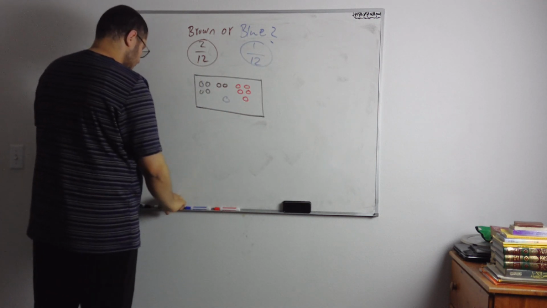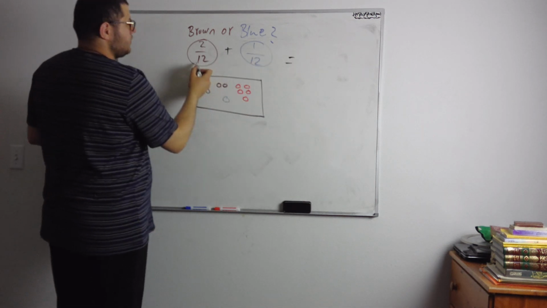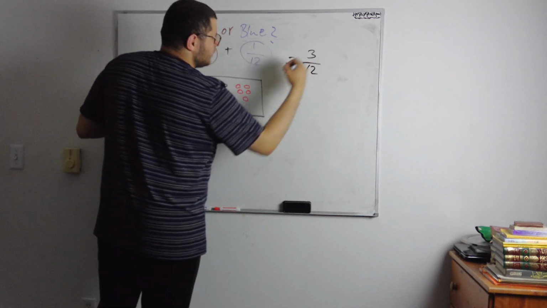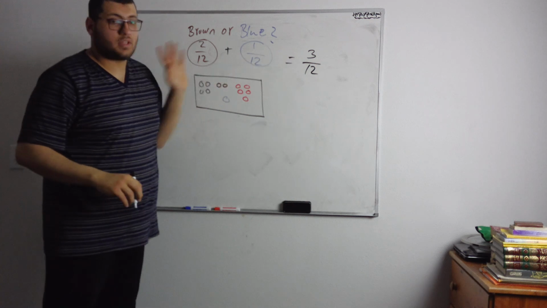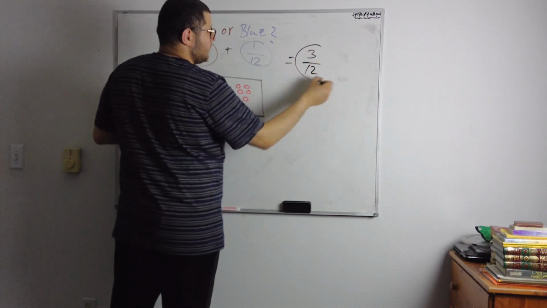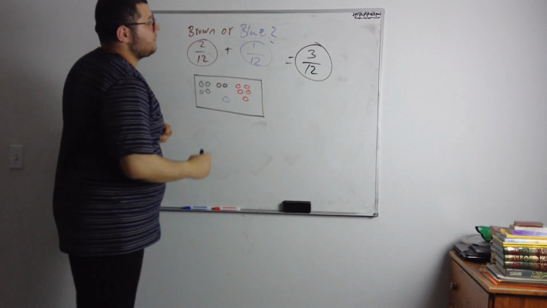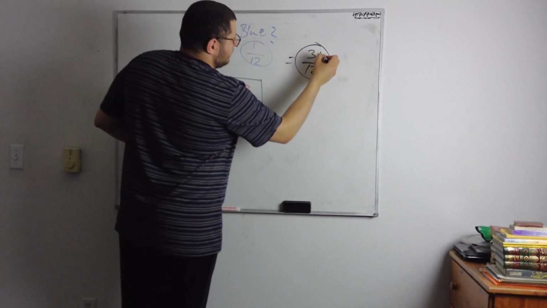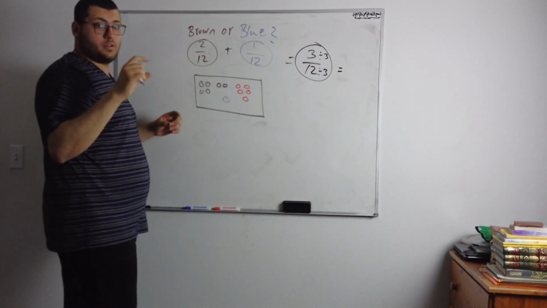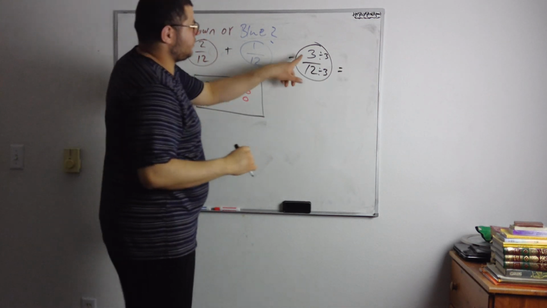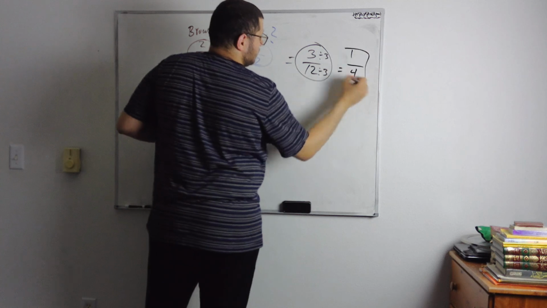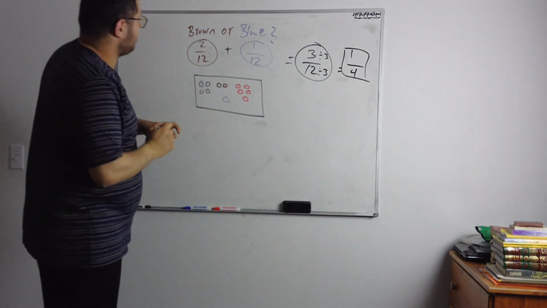I add them together. Again, same denominator, so I keep the same denominator. 2 plus 1 is 3. So 3 out of 12 is the probability that I'm going to pick a brown or a blue. If you know how to simplify, awesome. If you don't know how to simplify, for now just leave it like that. But if you do know how to simplify, we're going to divide by 3 on the top and the bottom. The number that you're dividing by has to be the same on the top and the bottom. So 3 divided by 3 is 1. 12 divided by 3 is 4. 1 out of 4. That's the probability that I'm going to pick a brown or a blue.